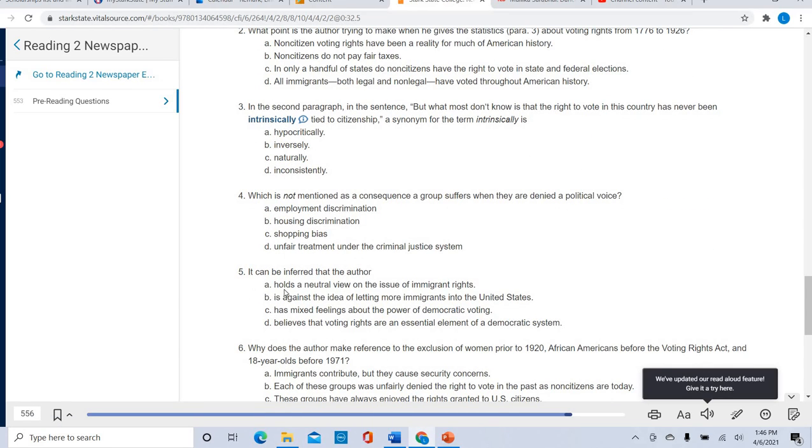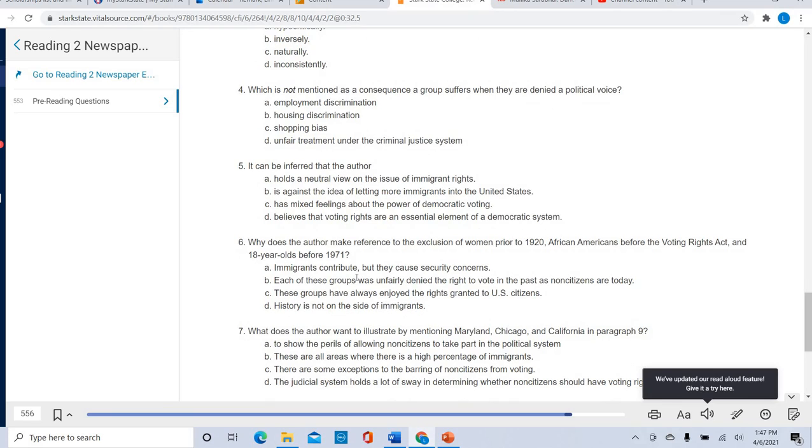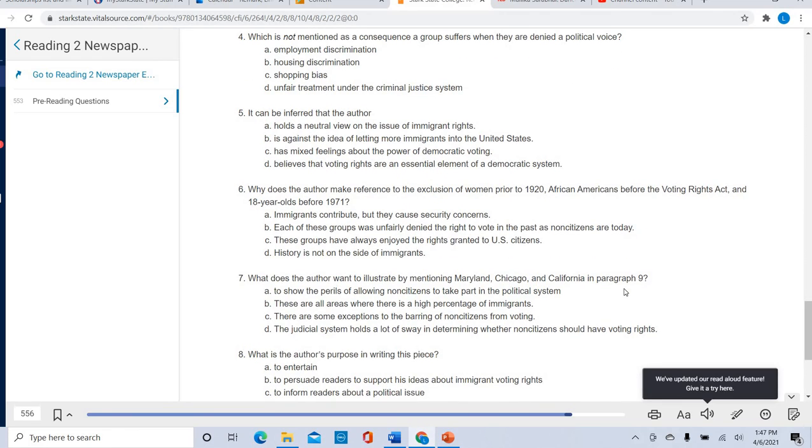Go ahead and scroll down to number 5. It's asking about an inference that the author is making, so you want to read those and make the correct inference. Number 7 directly points you to paragraph 9. So you want to look at paragraph 9 and see what they were trying to illustrate there.